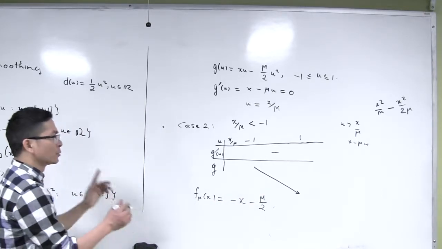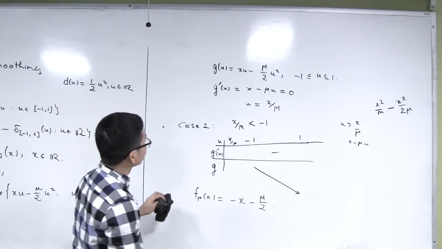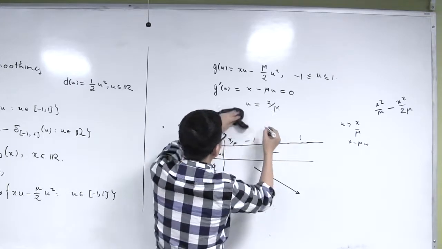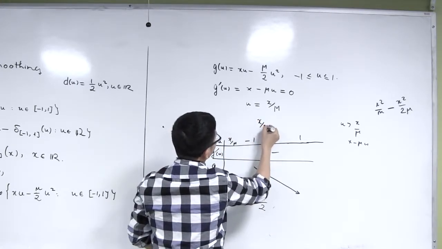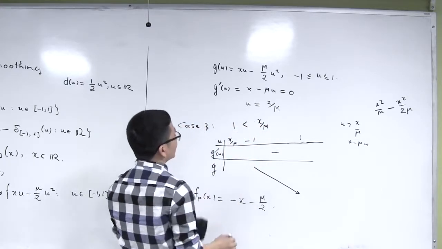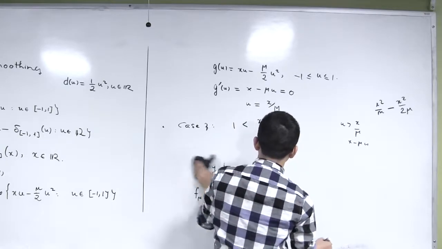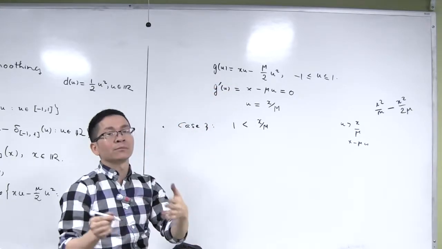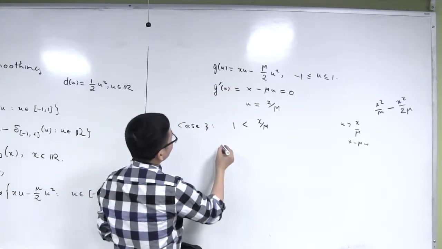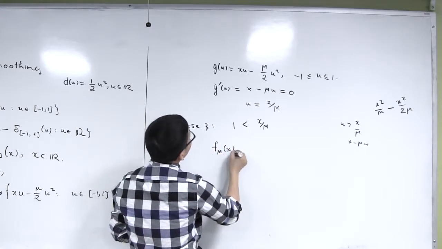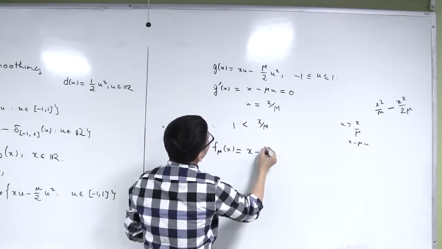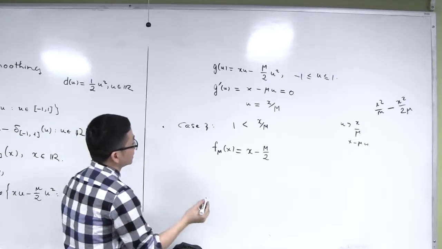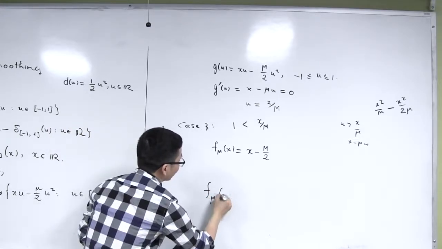Okay. Now there is one more case. That is the case where x over mu is greater than 1. Okay, so you can easily see that in this case, the function g has an absolute maximizer at 1, and therefore f mu of x is equal to x minus mu over 2. Okay, so to conclude, we see that f of mu is given by the following formula.